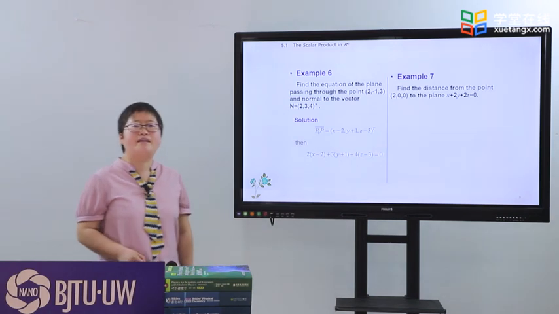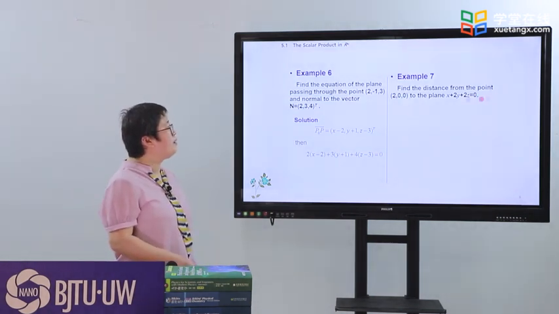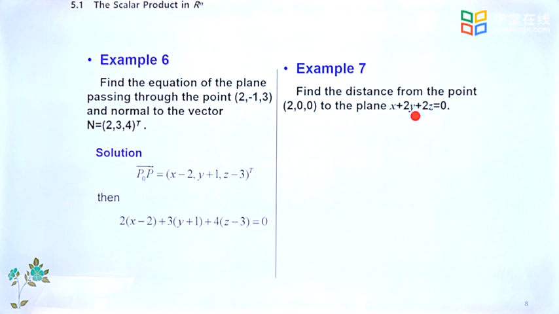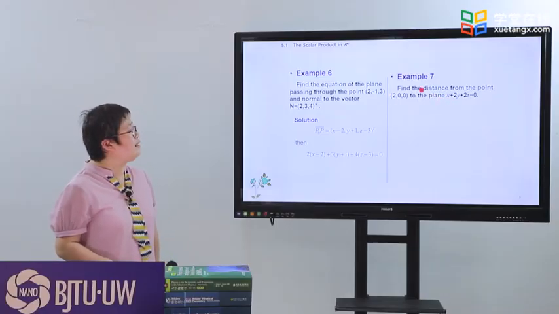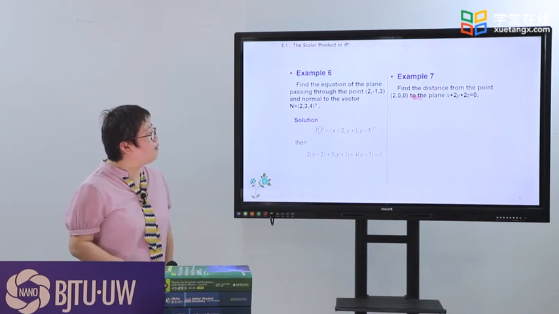Next example, example 7. Find the distance from the point (2, 0, 0) to the plane x plus 2y plus 2z equals 0. What does this example ask you to do? Okay, so you have a given plane, x plus 2y plus 2z equals 0. You have a point here. If you substitute this point in the left side of this equation, you get 2 plus 0 equals 2, which is not 0. So this point is not on this plane. First, we know this. And then you want to know the distance from this point to the plane.